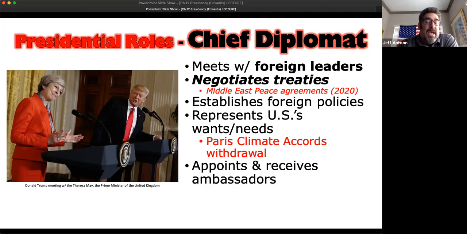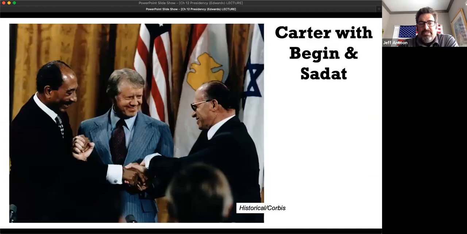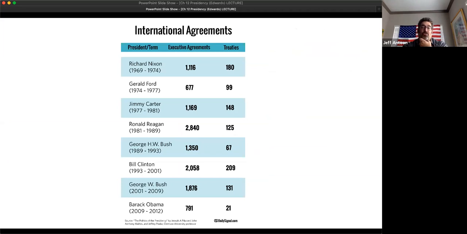He appoints and receives ambassadors of our country and other countries, and he can create these executive agreements like he did with the Middle East peace agreement. And you can see Jimmy Carter in the 1970s, with Menachem Begin and Anwar Sadat. You could see them working on a Middle East peace agreement. International agreements, you can see. Let's look at the numbers. Reagan had 2,840, 125 treaties. Barack Obama had less, and I don't have Trump's number on here because it's been 4 years, but I didn't find it at the time.